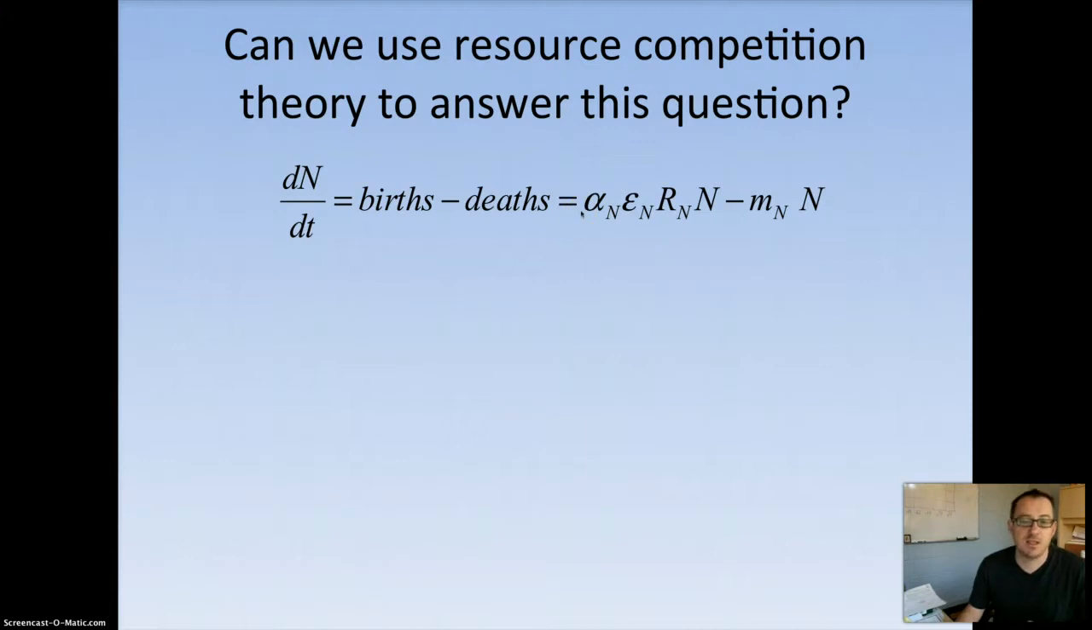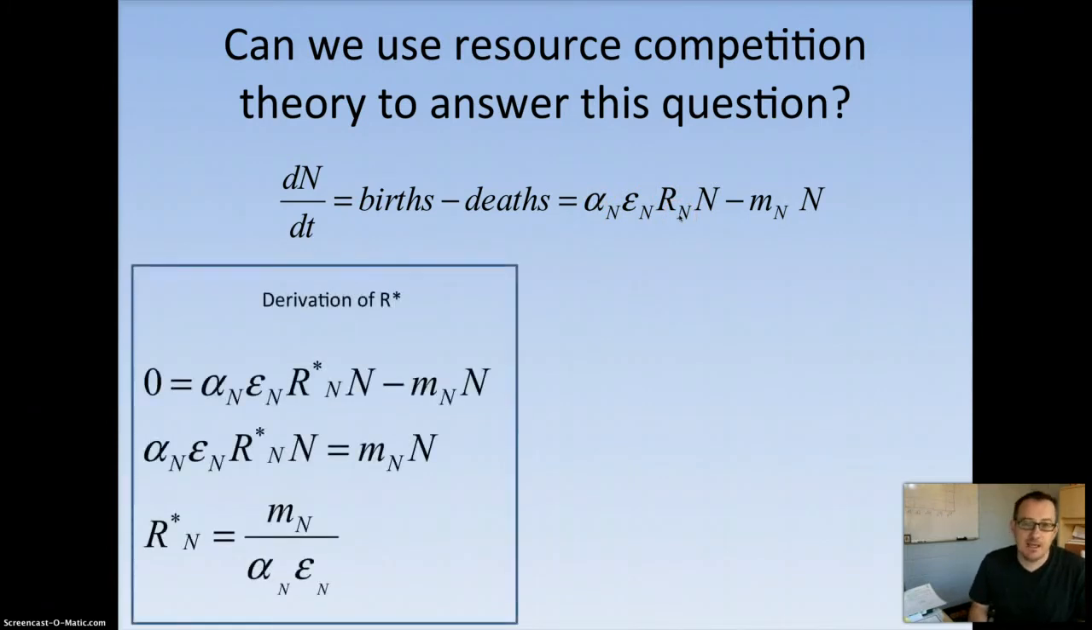Alpha is the consumption rate of the resource. Epsilon represents the conversion efficiency, how well a species does at turning a resource into survivorship, reproduction, effectively population growth. And then the big R here represents the density of the resource that's available. So those three things combine to really determine the population growth rate.